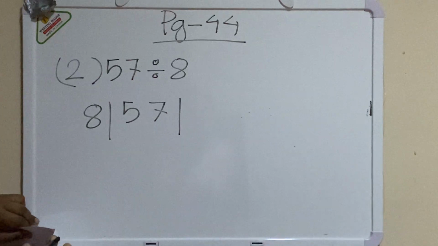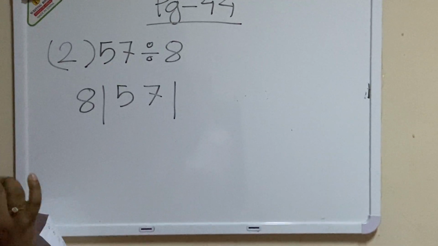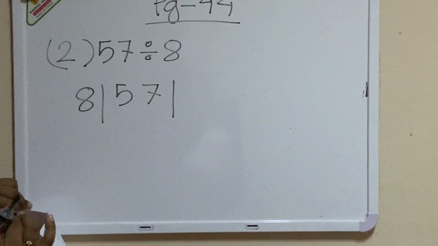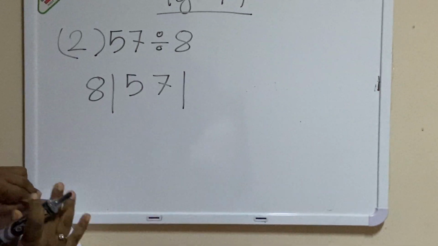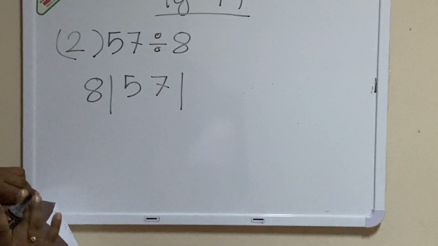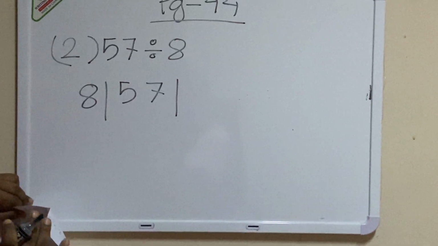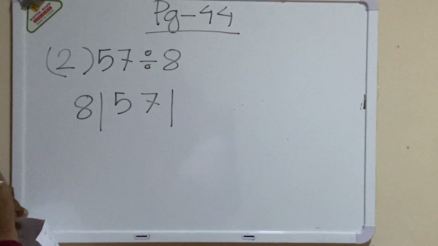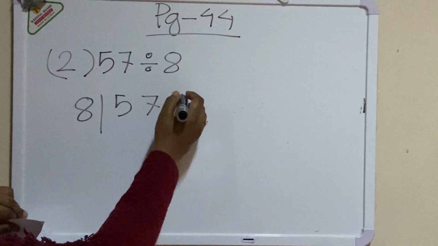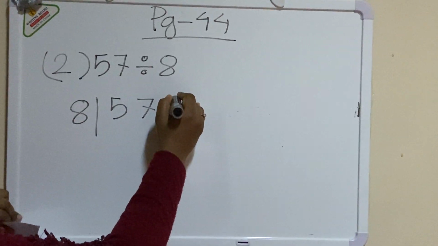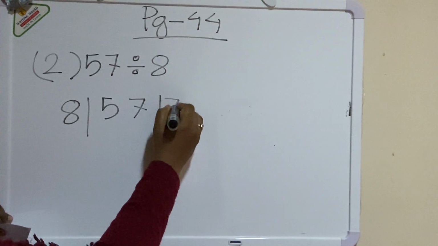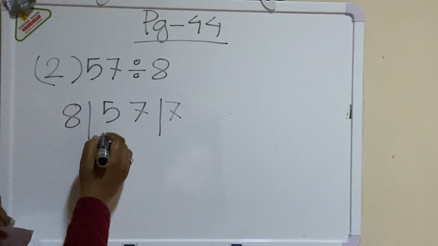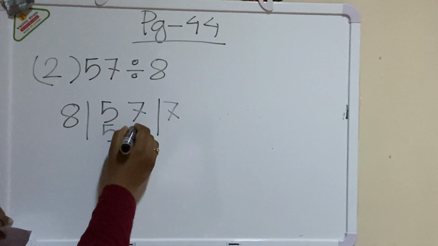We know 8 1s are 8, 8 2s are 16, 8 3s are 24, 8 4s are 32, 8 5s are 40, 8 6s are 48, 8 7s are 56. That is very near 57. So I can write 7 here as the first digit of the quotient. 8 7s are 56 should be written here.